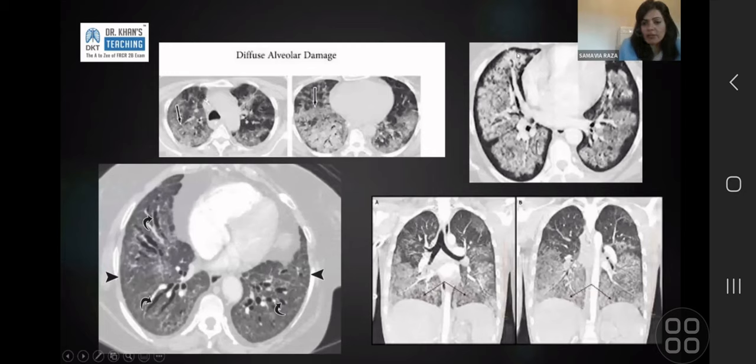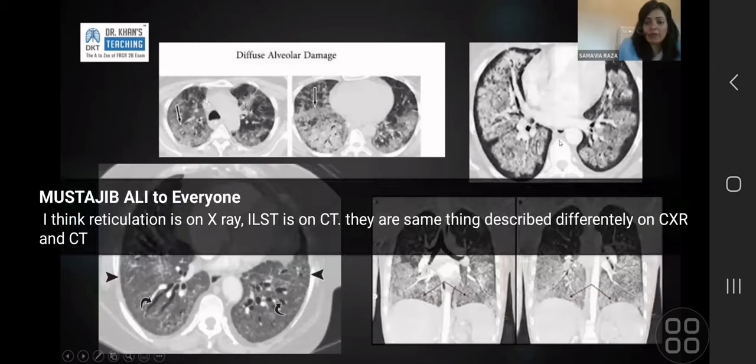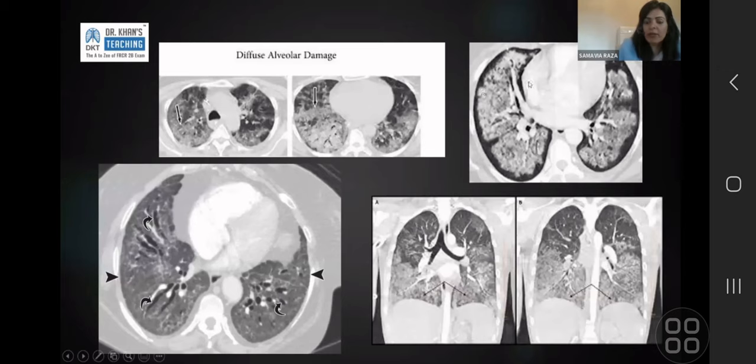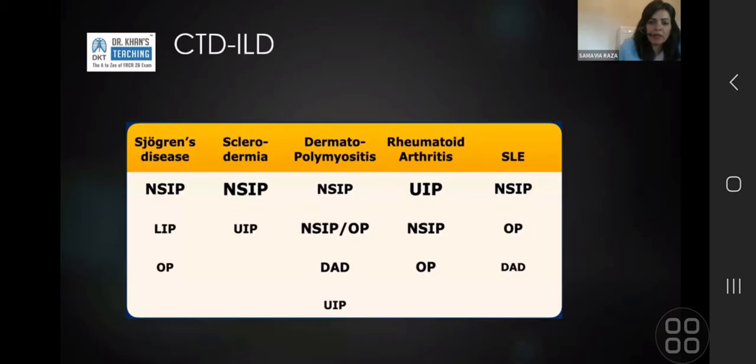This pattern I put in there because this is a pattern of diffuse alveolar hemorrhage and not diffuse alveolar damage. Both happen usually at the same time, but when it's purely hemorrhage, the patient obviously is coughing up buckets of blood, and that pattern is very typical of diffuse alveolar hemorrhage rather than damage.